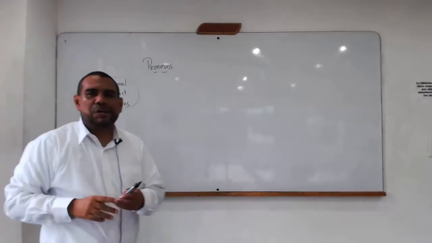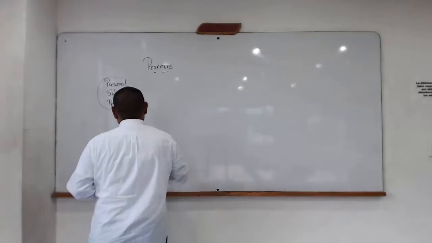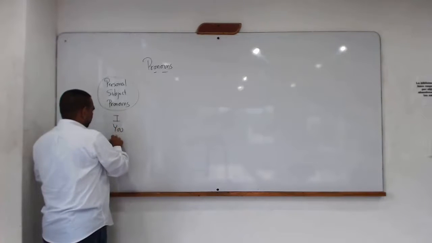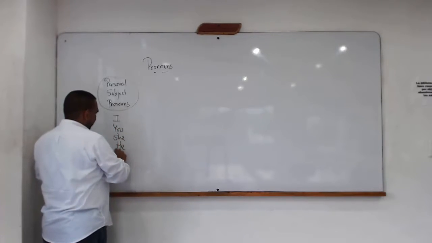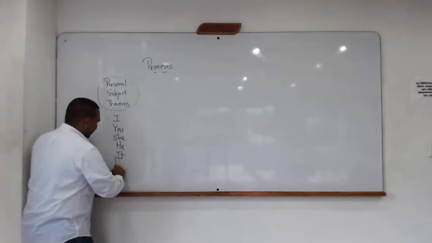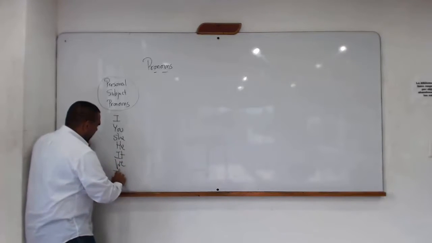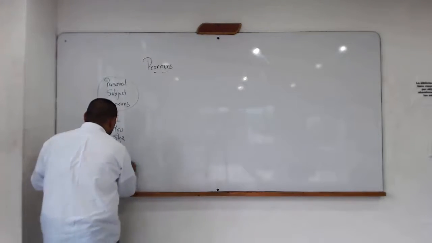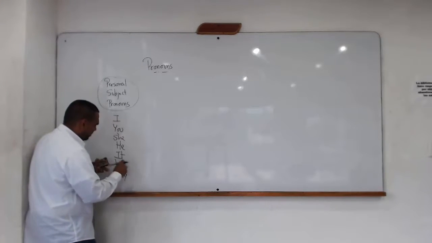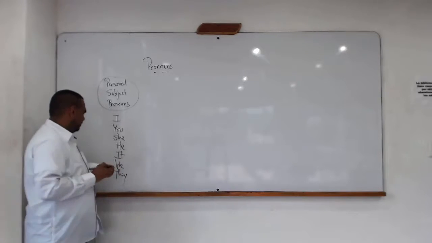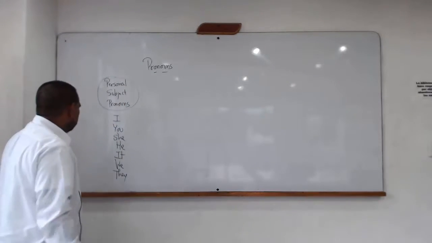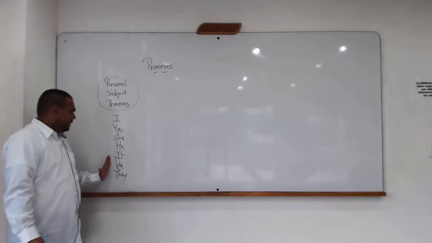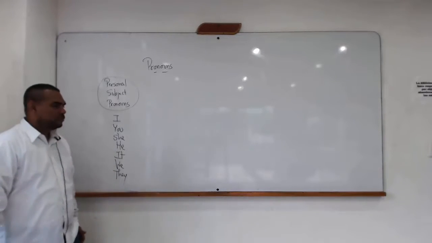Okay, they are exactly what we know. I, you, she, he, it, we, and they. Let me write it better. We and they, right? I, you, she, he, it, we, and they.